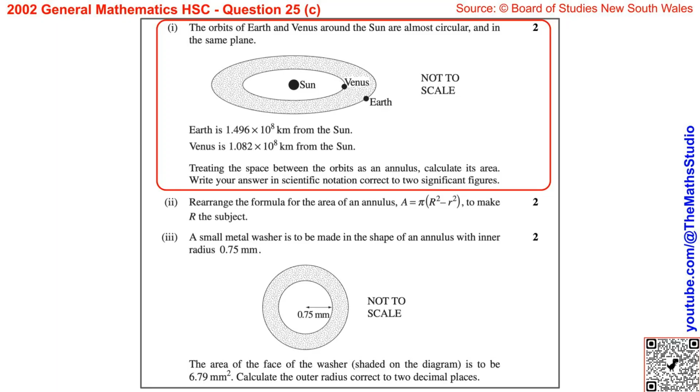Question 25c, Part 1. The orbits of Earth and Venus around the Sun are almost circular and in the same plane. Earth is 1.496 times 10 to the power of 8 kilometers from the Sun, and Venus is 1.082 times 10 to the power of 8 kilometers from the Sun. Treating the space between the orbits as an annulus, calculate its area. Write your answer in scientific notation correct to two significant figures.